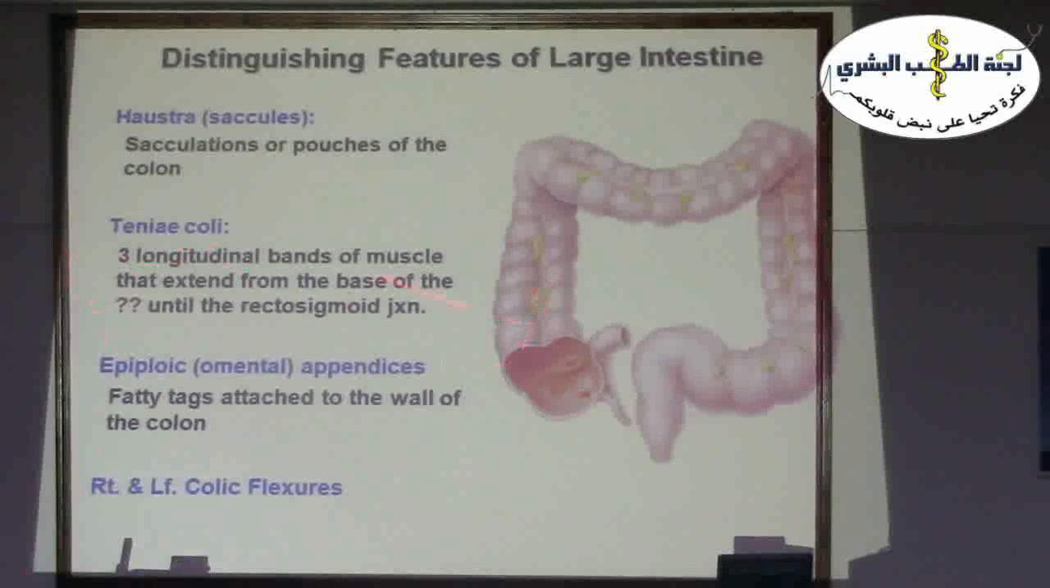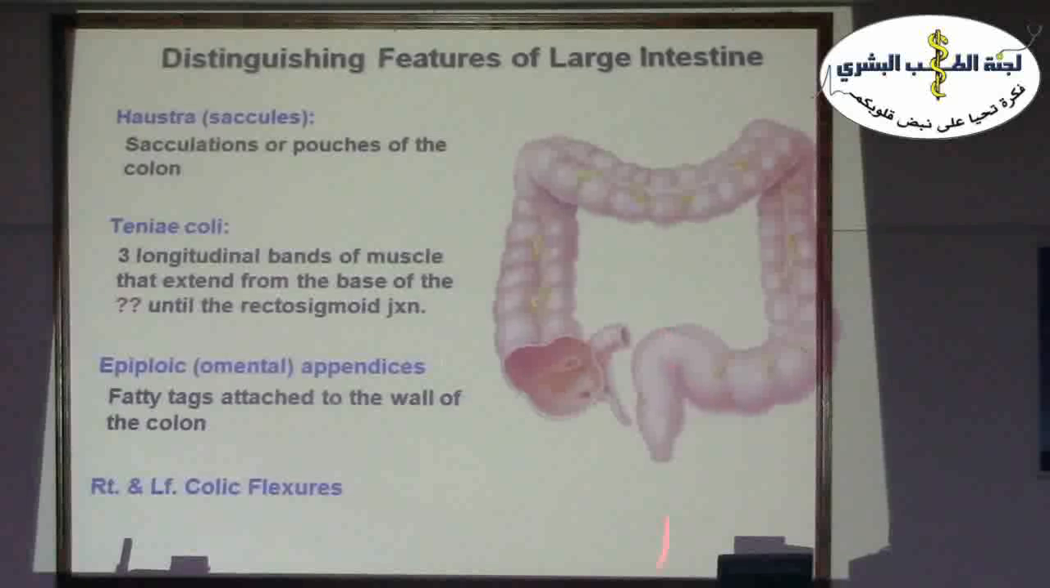Taenia coli then are the 3 bands of muscle that extend from the base of the cecum. At the appendix there is no taenia coli muscle. The appendix does not have taenia coli, okay? While they start from the base of the cecum all the way until the rectum.